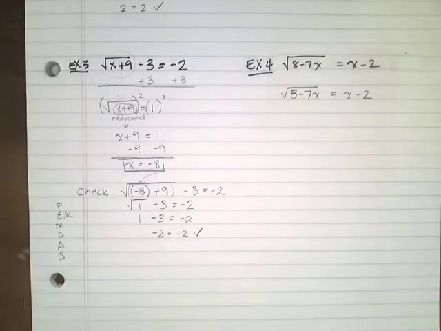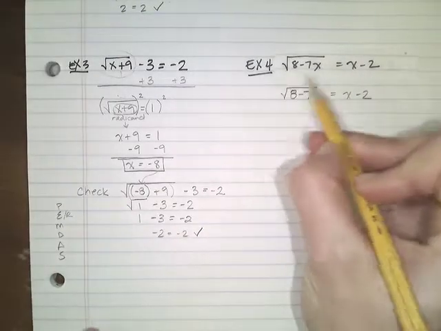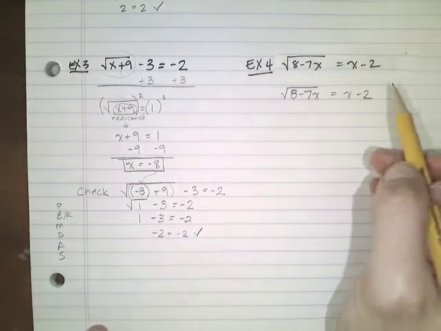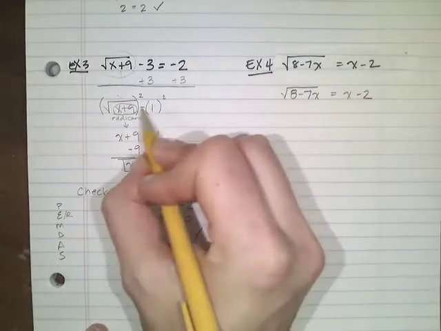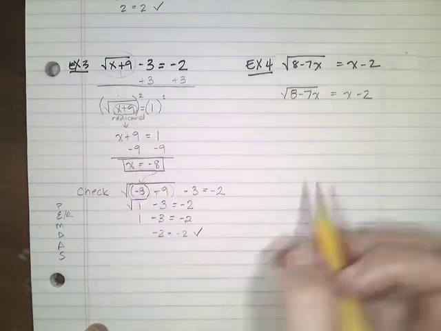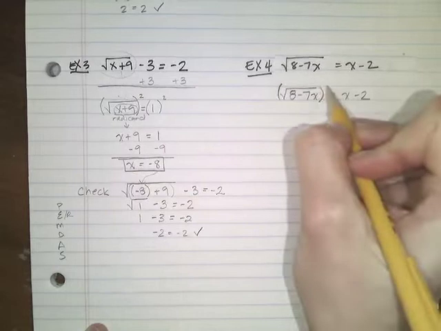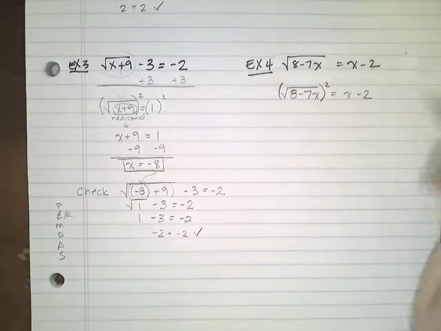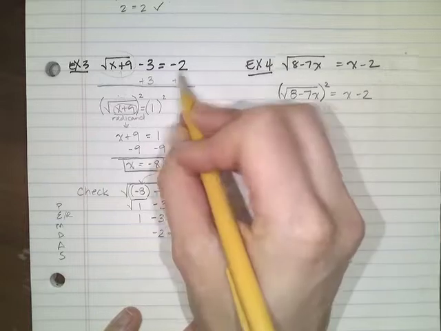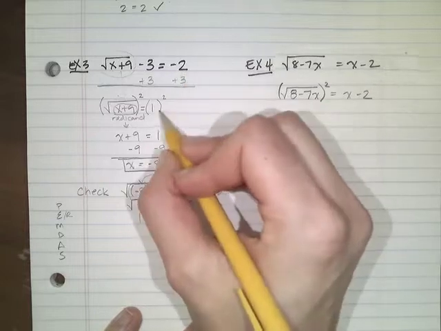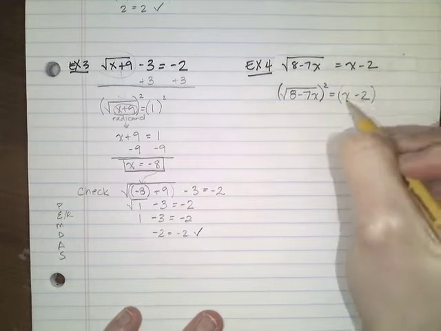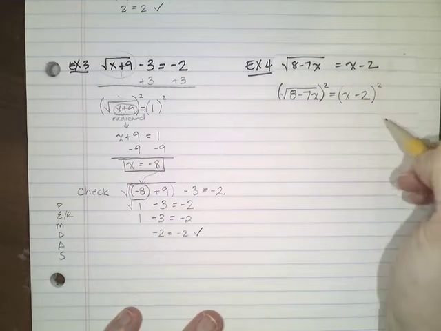You want to make sure, just like in the others, that we've isolated the radical. The radical needs to be completely alone on one side. Now, I know that just like in all the others, I want to square the radical once it's completely isolated. That's fine on the left. The only difference now is on the right, it's not just a number like negative 2 or a number like 1. It's actually the entire expression x minus 2 that gets squared.